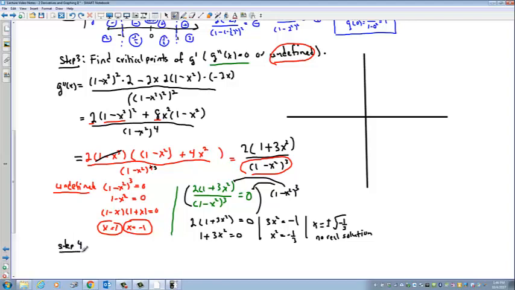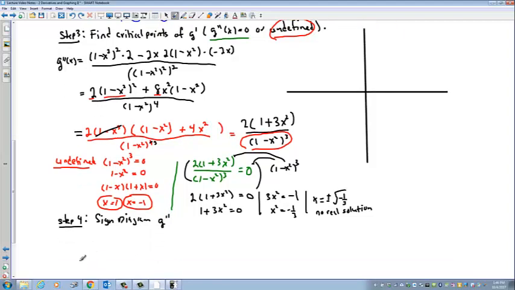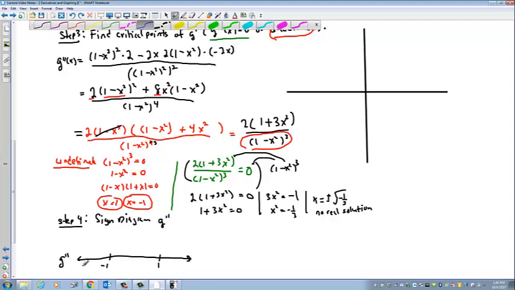So for step 4, we need to do a sign diagram. So a sign diagram for this case G double prime. And so we'll come down here, draw our number line. There's just 2 critical points for G prime, so negative 1 and 1. For the sign diagram for G double prime, we need to pick points to the left and in between and to the right. So maybe like negative 2 is good, 0 is good, and 2 is good.